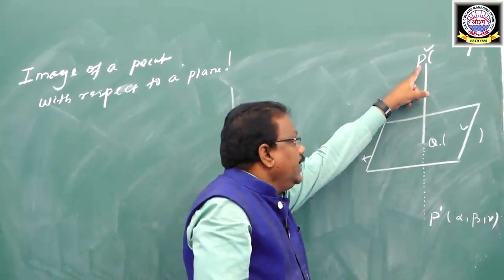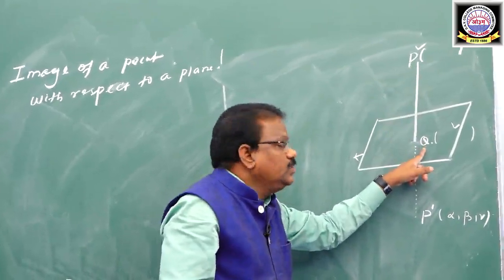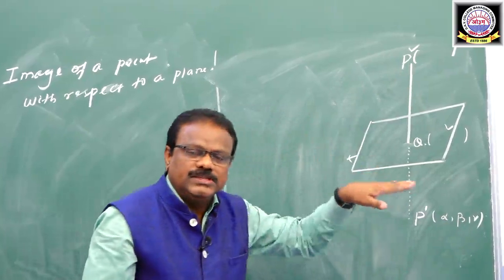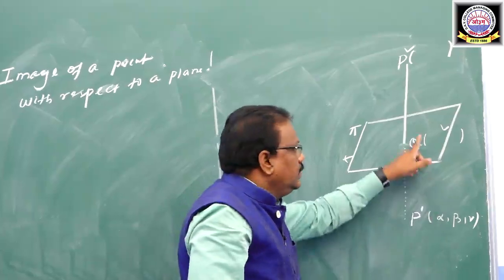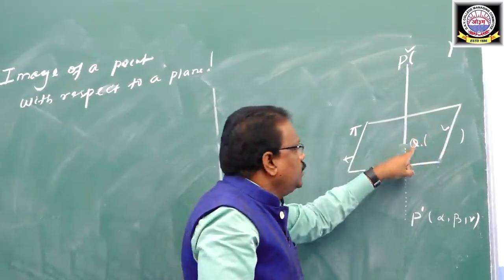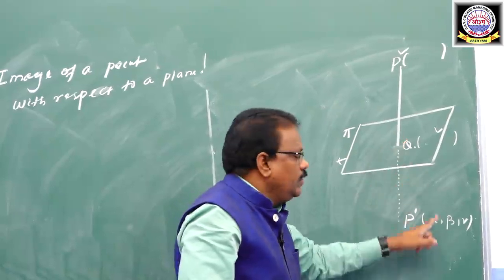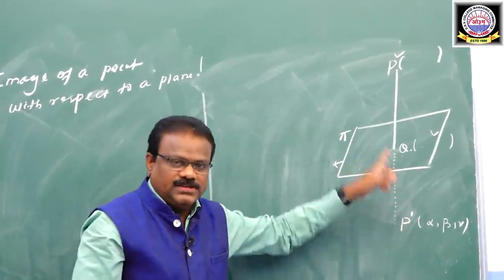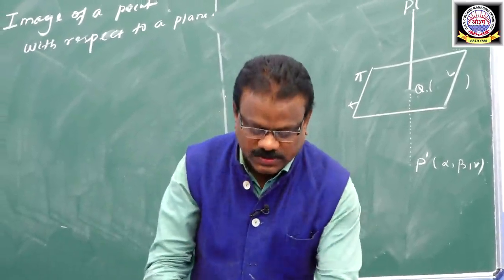Let a perpendicular be drawn from point P to the plane, and Q is the foot of the perpendicular, and P dash is the image of the point P with respect to the plane pi. So, the coordinates of P are given, Q we will get, and now Q will be the midpoint between P and P dash. By using the concept of the midpoint, we can get the coordinates alpha, beta, gamma of the point P dash, which is called the image of the point P. So, let us discuss one practical question.